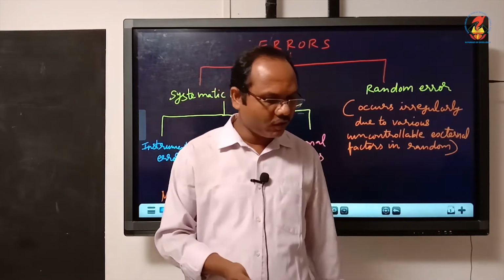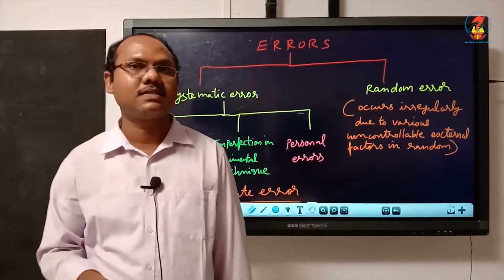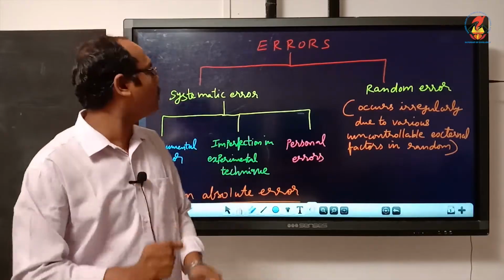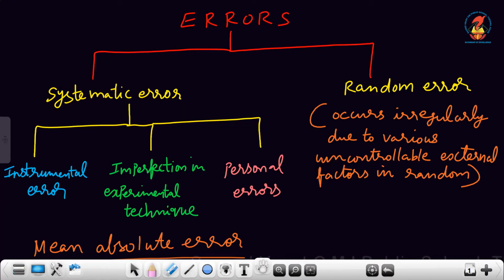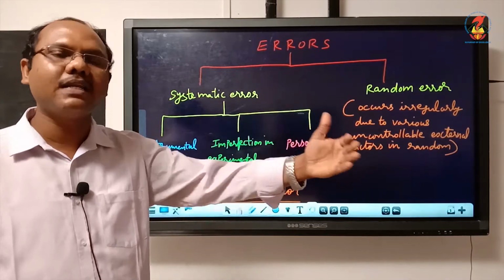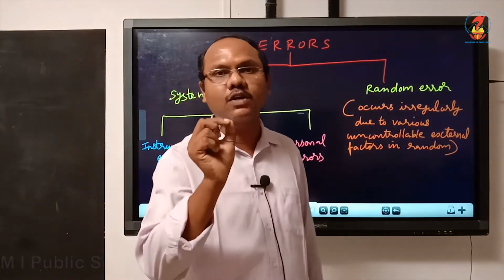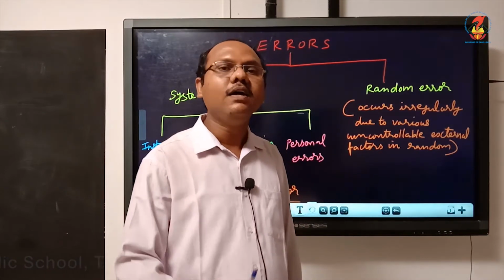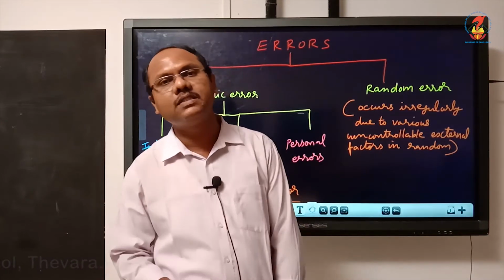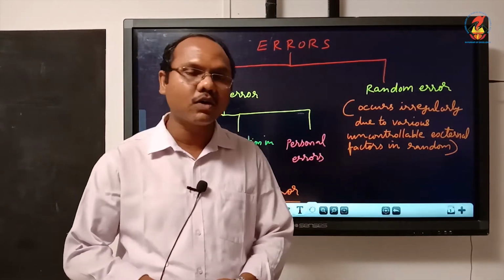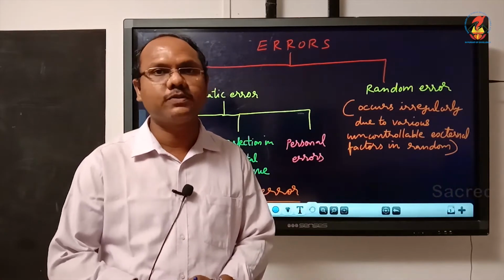Now let us discuss which are the different types of errors in a measurement. Errors can be basically classified into two. The first one is systematic error, second one is random error. Systematic error means error in a systematic fashion. That means there will be a specific cause for the error. We can identify that cause and we can rectify that error also. Because we already know the cause, we can rectify the error also.